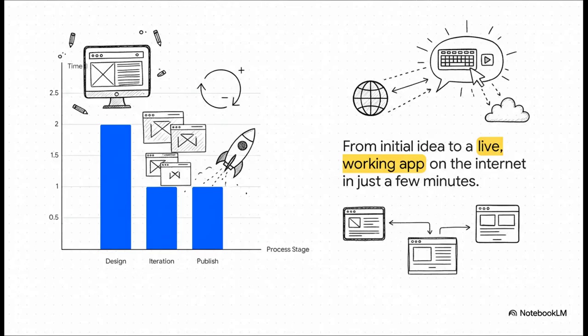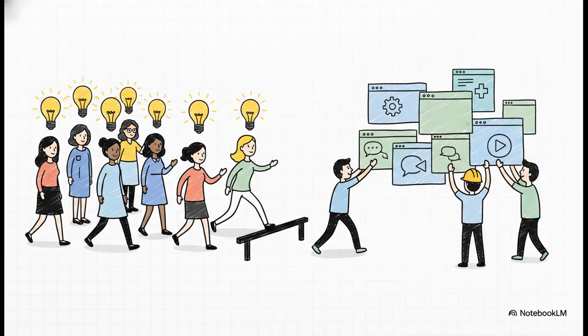So let's put this all together. From that first little spark of an idea to a live, working website on the internet, the whole process can take just a few minutes. I mean, look at this breakdown. Generating the design, iterating on it, converting and publishing it, it's all incredibly fast. So, what does this all really mean? Well, it means the barrier between having an idea and having a live application has never, ever been lower. This kind of technology empowers literally anyone with a good idea to become a builder, no matter what their technical background is.